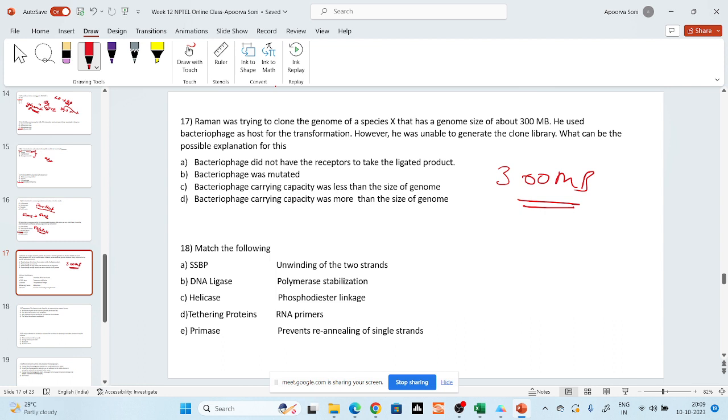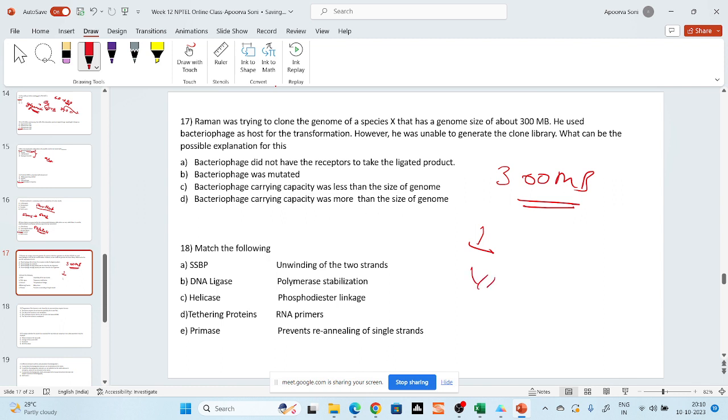Ma'am, option C. Bacteriophage carrying capacity was less than the size of the genome. So what is the carrying capacity of bacteriophage? I don't remember right now, but it is very less. So it is towards the initial side of the carrying capacity. So which has the most carrying capacity, that you should remember at least.